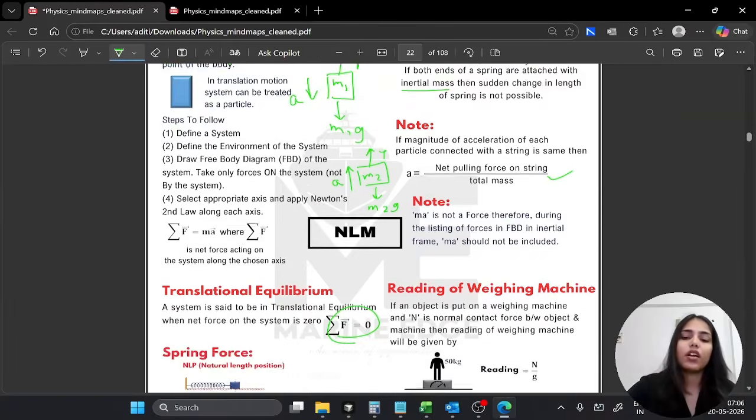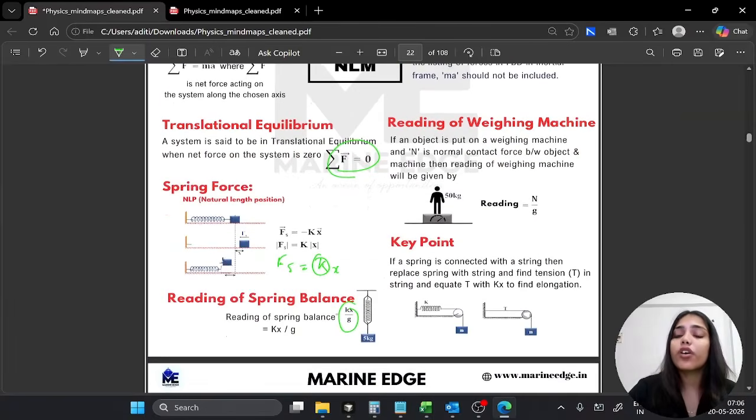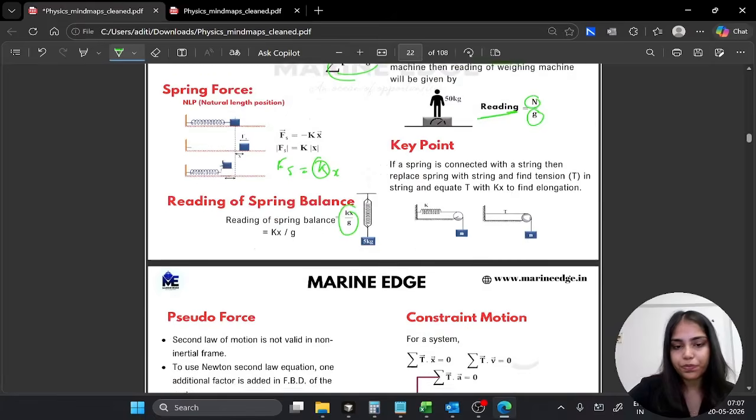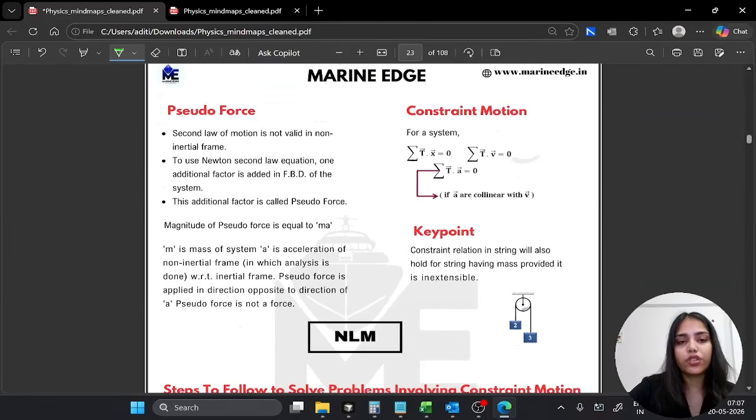Okay. Now, moving forward, when we talk about a weighing machine, whatever reading you see on the machine is your reaction force divided by g. When an object is put on a weighing machine, N is the normal force between the object and the machine, and that gives the machine's reading. Now, next we have the pseudo force. What is pseudo force?